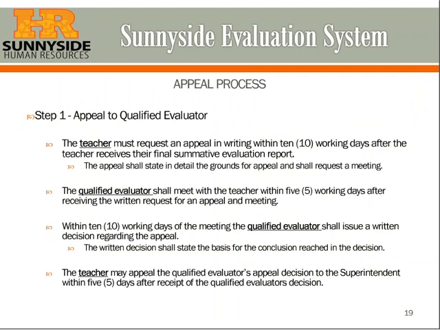The appeal process. The teacher must request an appeal in writing within 10 working days after the teacher receives their final summative evaluation report. The appeal shall state in detail, and I repeat, detail, the grounds for the appeal, and shall also request a meeting. The qualified evaluator shall meet with the teacher within 5 working days after the request for an appeal. Within 10 working days after this meeting, the qualified evaluator shall issue a written decision regarding the appeal. The written decision shall state the basis for the conclusion reached in the decision. The teacher may appeal the qualified evaluator's appeal decision to the superintendent within 5 days after receipt of the qualified evaluator's decision.